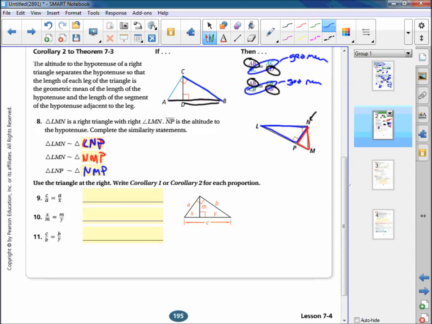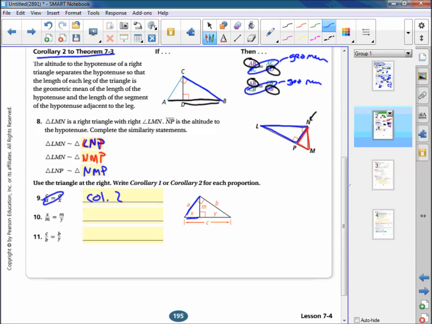All right, so use the triangle at the right to write corollary 1, 2, or for each proportion. All right, so we're going to figure out which piece we know. So in number 9, the geometric mean is the length A. A is one of the legs of the really big triangle, the original triangle. So that is corollary 2. That compares a leg to the hypotenuse and then the part of the hypotenuse that is cut off by the altitude on that side of the leg. Okay, so this is corollary 2.